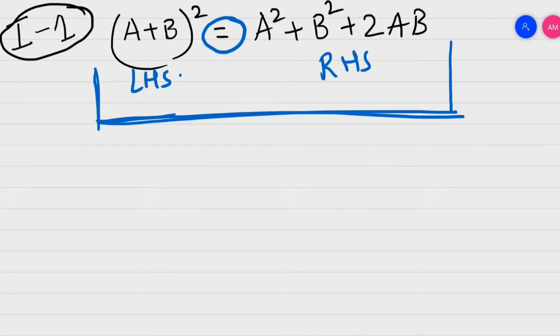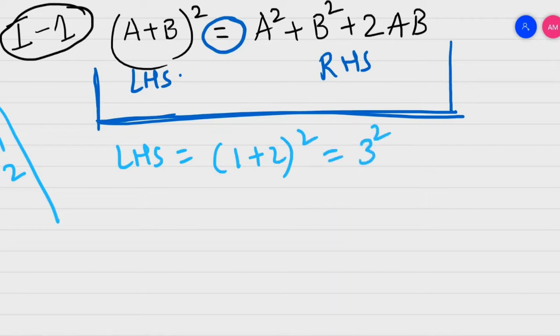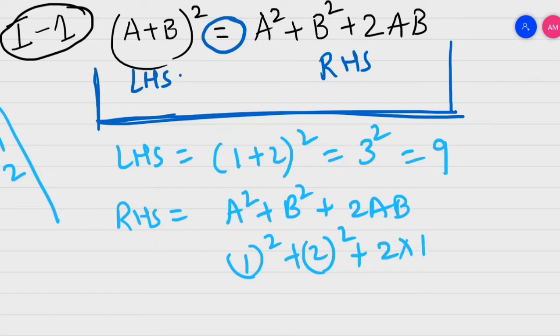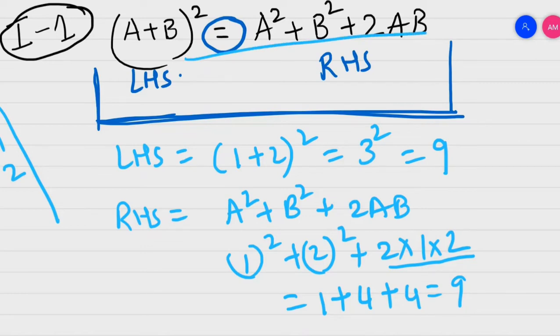Let us consider the first value. Let us say a is equal to 1 and b is equal to 2. Now see what is the LHS. Your LHS will become (1 plus 2) whole square, that will be 3 square, that will be equal to 9. Now what is your RHS? Your RHS is a square plus b square plus 2ab. That means 1 square plus 2 square plus 2 into 1 into 2. So 1 plus 4 plus 4, since 2 into 1 into 2 is 4. That is equal to 9. That means this statement is correct when you are putting the values of a as 1 and b as 2.